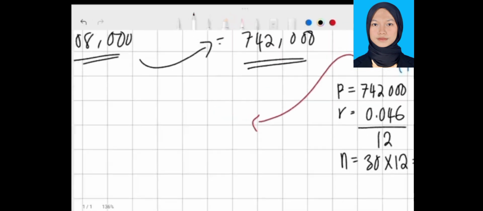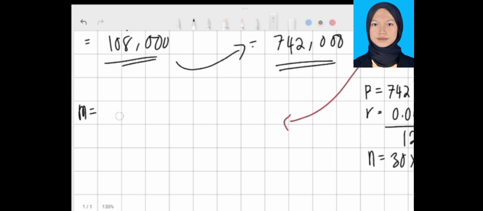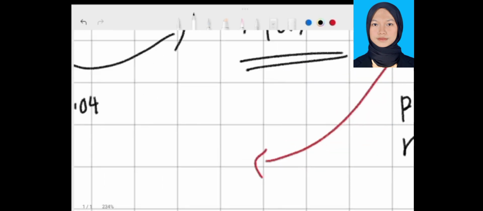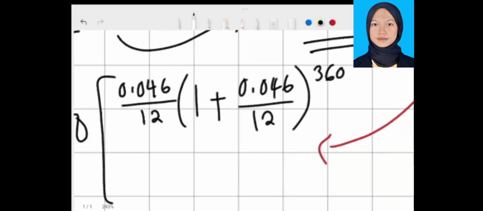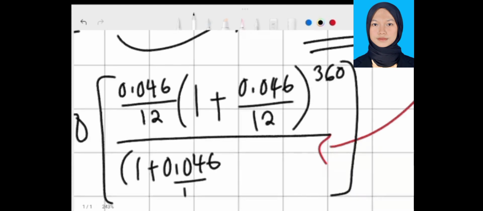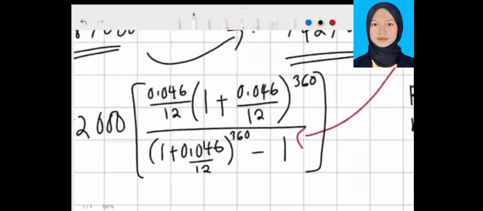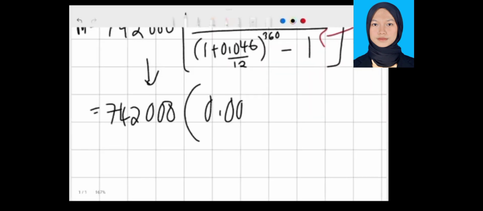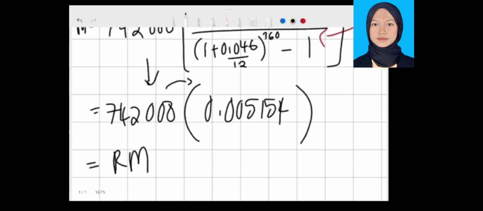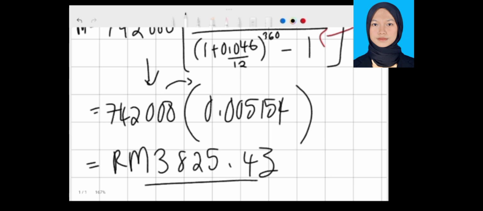So from the formula, we need to complete it. M equal to 7.2000 times 0.046 over 12, times (1 plus R), again 0.046 over 12, power of 360, and divide by 1 plus 0.046. So for the house price 7.2000, we got 0.005, 154. So we multiply it with the P, and we got RM 3,825.43.